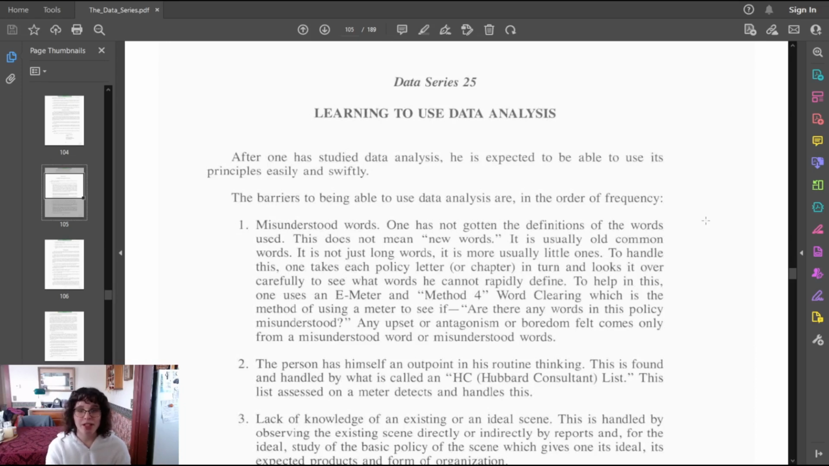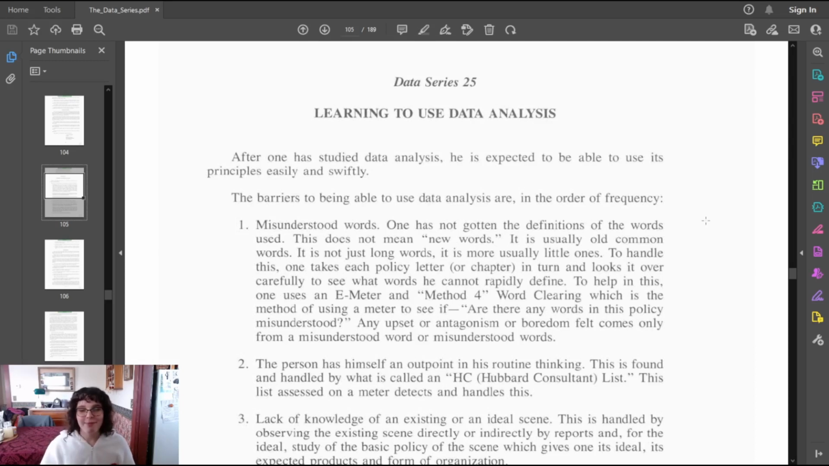To handle this, one takes each policy letter or chapter in turn and looks it over carefully to see what words he cannot rapidly define. To help in this, one uses an e-meter and method 4 word clearing, which is the method of using a meter to see if there are any words in this policy misunderstood. Any upset or antagonism or boredom felt comes only from a misunderstood word or misunderstood words.